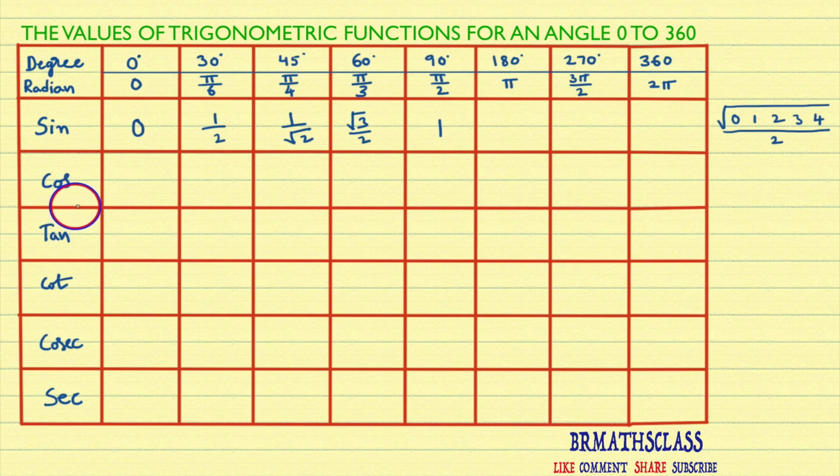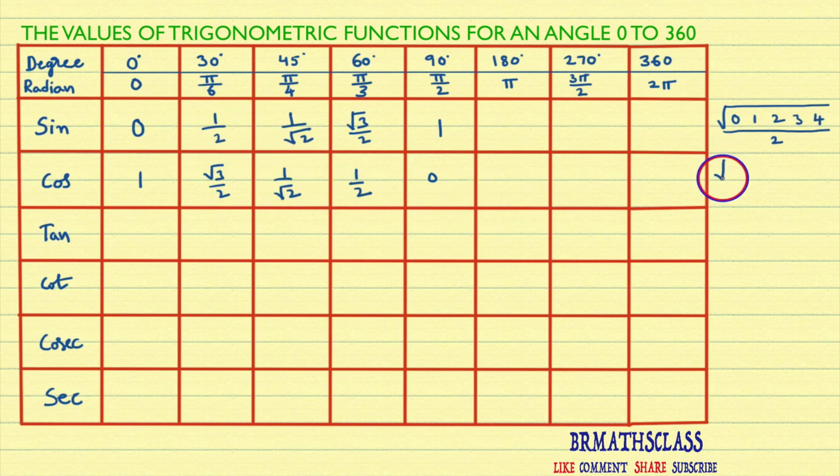For the second one also, you can memorize in two ways. One is you write the reverse order of this. What is the reverse order of this? 1, root 3 by 2, 1 by root 2, 1 by 2, 0. You can observe here, I have written the reverse order from this: 1 here, root 3 by 2 here, 1 by root 2, 1 by 2, 0.